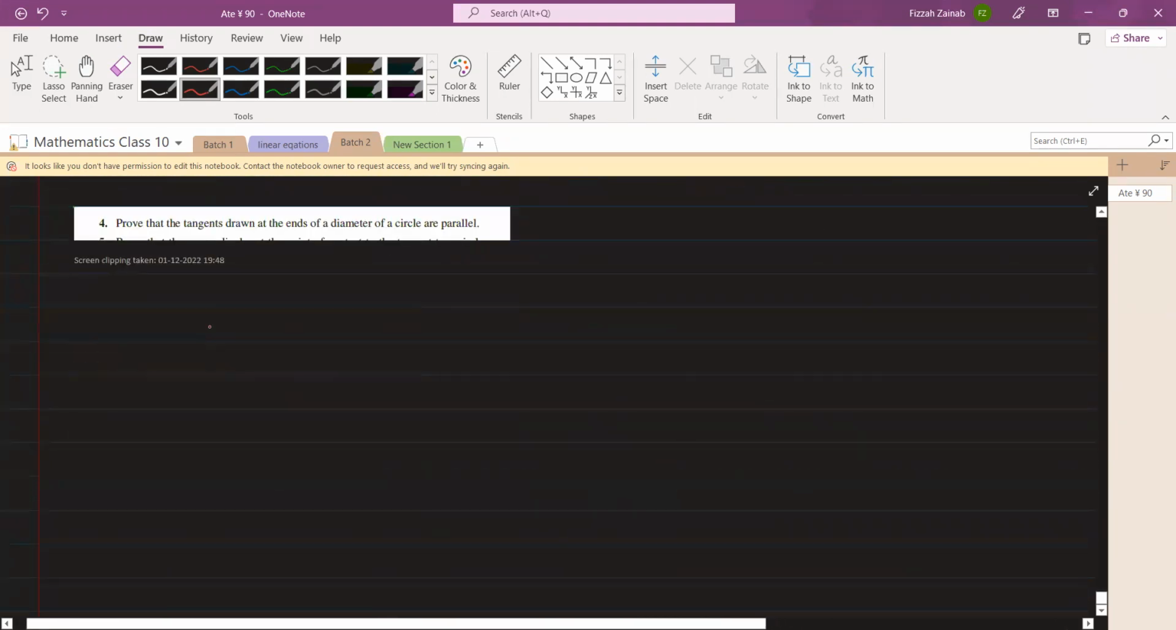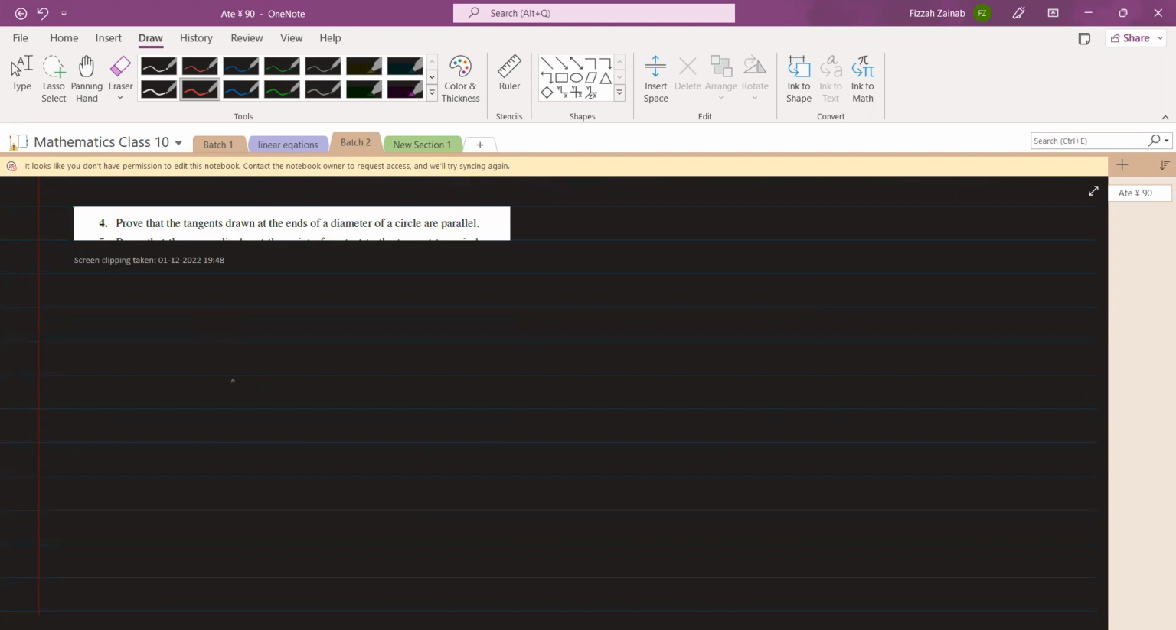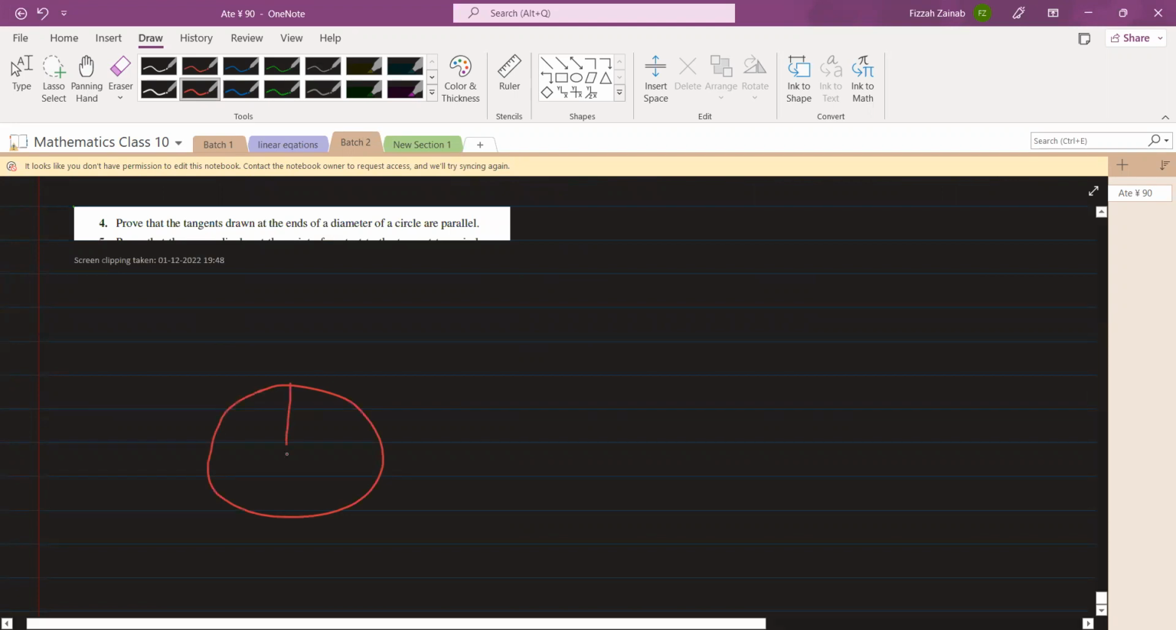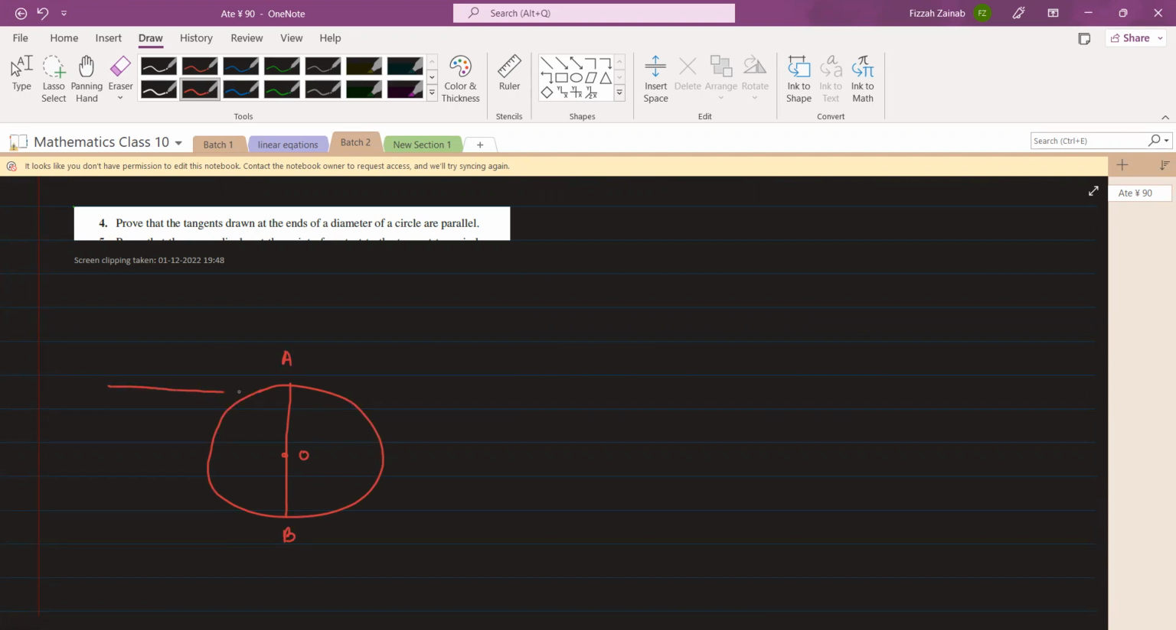Right, fourth. Prove that the tangents drawn at the ends of a diameter of a circle are parallel. Okay, so you have a circle here and let's mark the diameter. So let's say AB is diameter, this is the center O. So the tangents drawn at the ends of a diameter. So there's a tangent here and another tangent here. Please use a scale or something to draw. I'm just drawing it roughly. To give it some name, let's say PQ and RS.